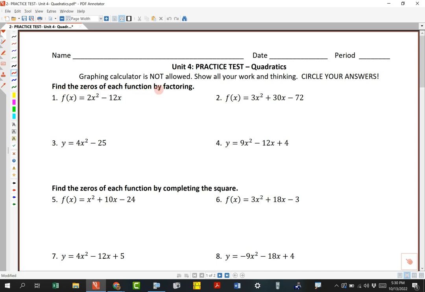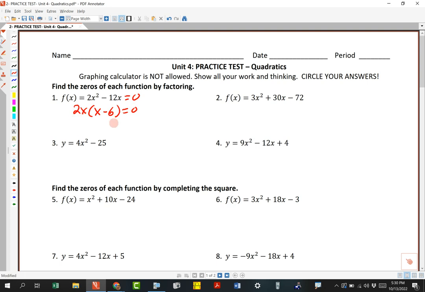It says find the zeros of each function by factoring. So they could have said find the solutions, find the roots, find the x-intercepts, anything like that would have been fine. So what we want to know is when does this function equal 0? Well, we're going to do this by factoring. So we're going to take out a 2x. So if I take out a 2x, I'm left with an x and a minus 6. And we want to know when that stuff equals 0.